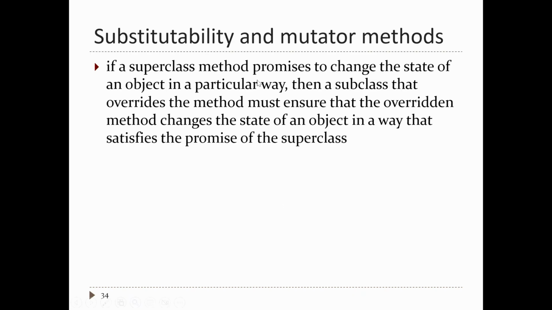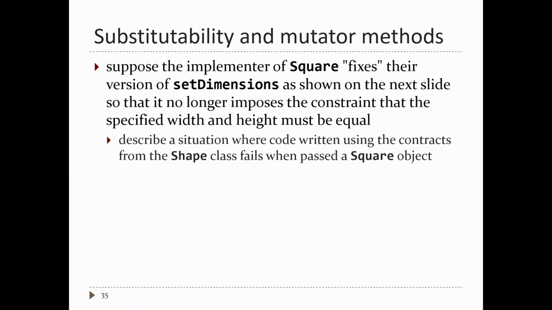All right, so one more thing. What happens if you have a method that changes a shape? In other words, you have a mutator method. If a superclass method promises to change the state of an object in a particular way, then the subclass that overrides that method must ensure the overridden method changes the state of the object in a way that satisfies the superclass promises. So back to square.